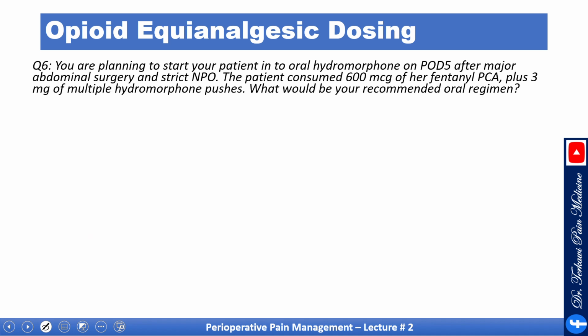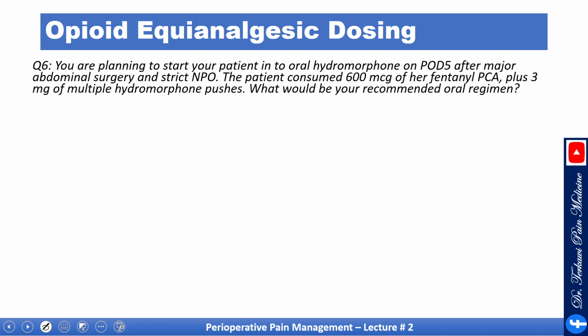Here's another example for you. You are planning to start your patient on oral hydromorphone on postoperative day 5 after a major abdominal surgery, as the patient was strictly NPO before. The patient consumed 600 mic of her fentanyl PCA, plus she got 3 milligram of multiple hydromorphone pushes. What would be your recommended oral regimen?